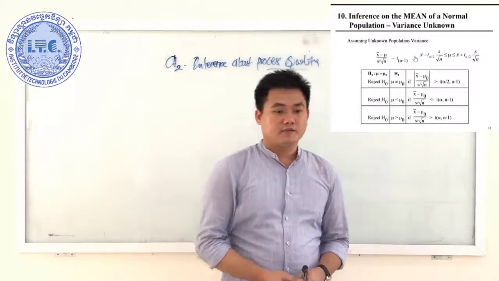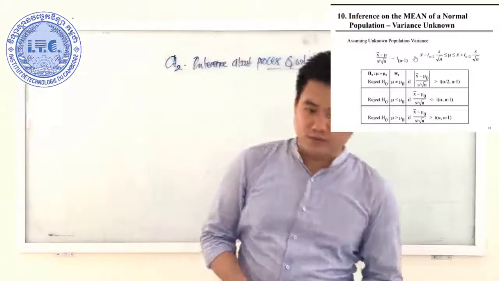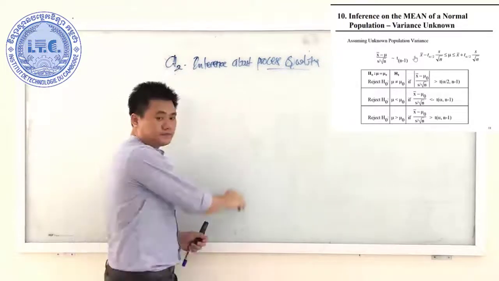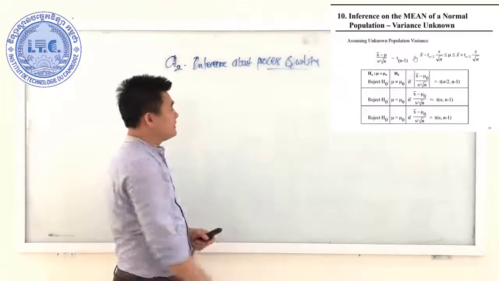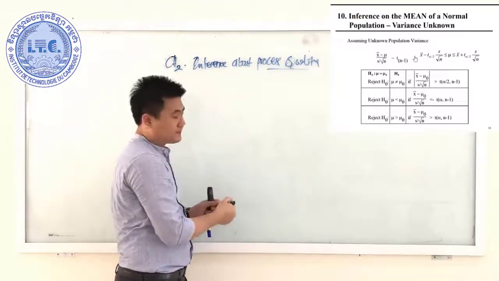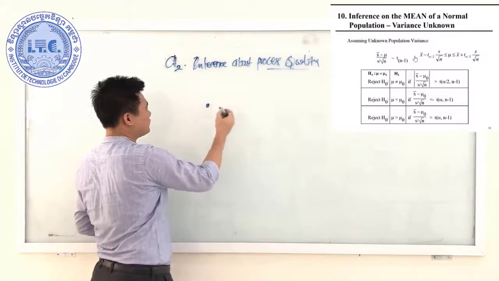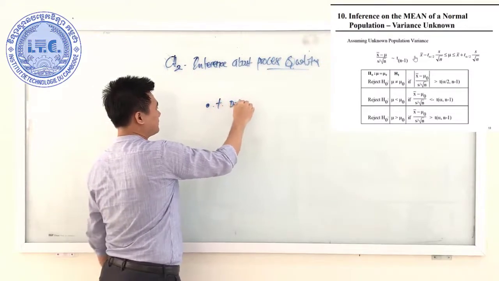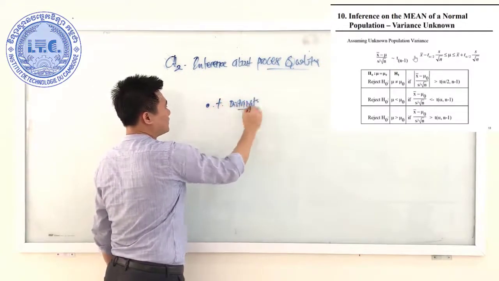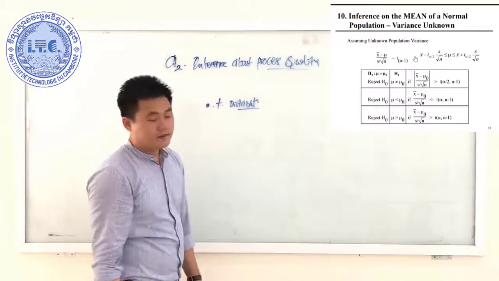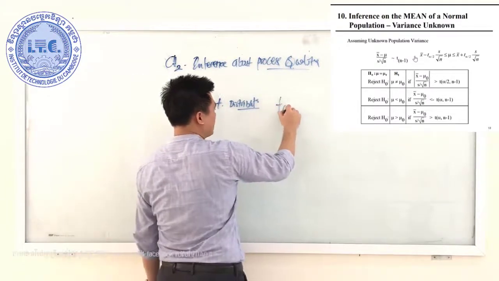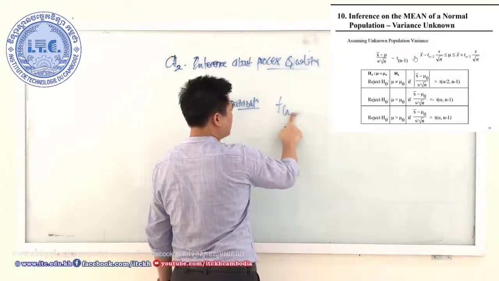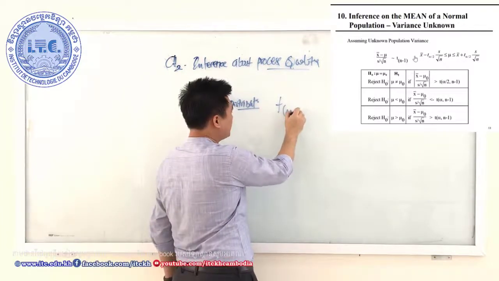The inference of the mean of the normal population, with the variance unknown. For the first one, you know the variance, so you use the normal graph. For this one you don't know the variance, which means at this point you have to use the t distribution. The t distribution is almost the same as the normal distribution.